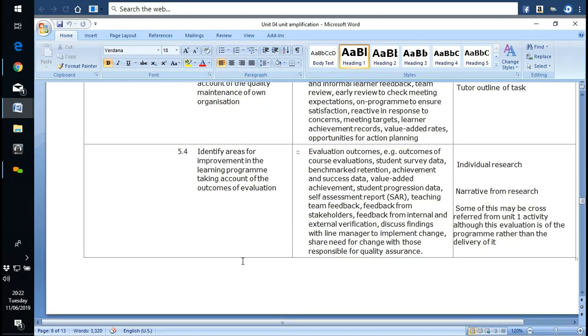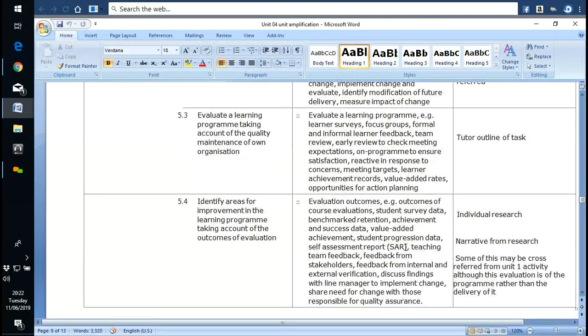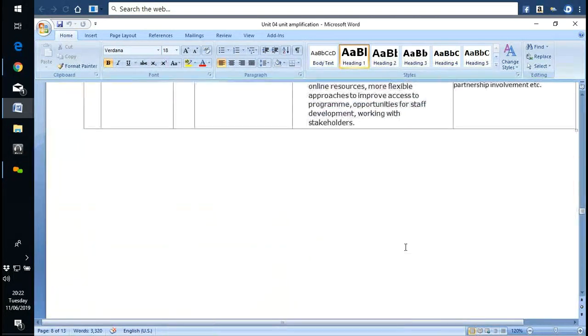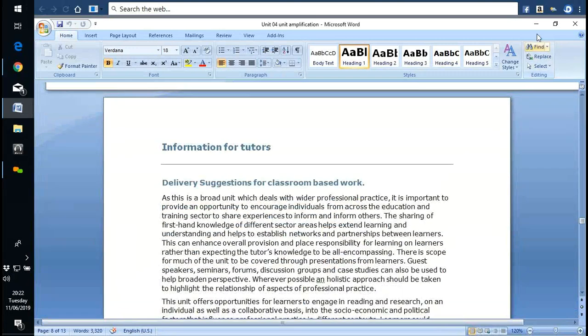Yeah. Okay. So it's an evaluation of outcomes of course evaluation, student survey data that you put, data, not the survey, the data this time. Benchmark, retention and achievement, student progress data, self-assessment report, teaching team feedbacks, a whole host of things. Obviously, everything's not going to be involved in what you do. But again, these were just for ideas. Mm-hmm. Yeah. Okay. And that's that, actually.